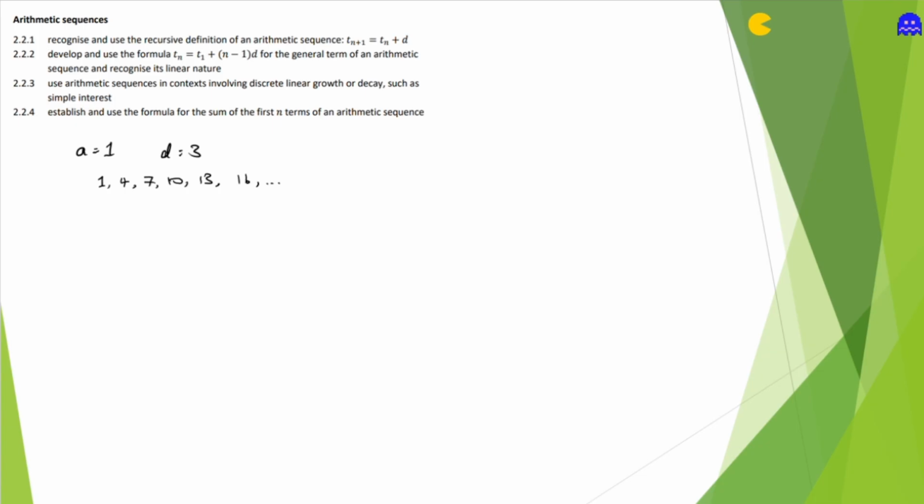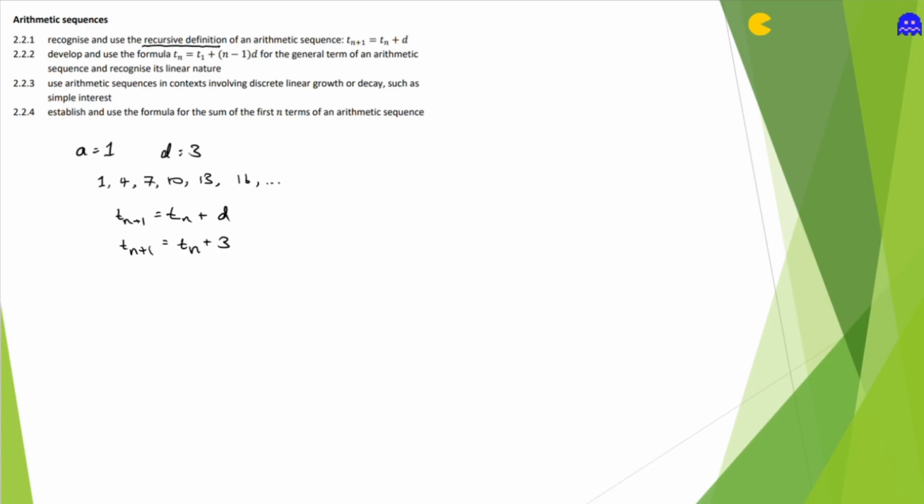We can define this arithmetic sequence in terms of a recursive rule. So that's the recursive definition of an arithmetic sequence. What we mean when we talk about a recursive rule is that we are defining a term in terms of the term that precedes it. So for example, 13 can be defined as 10 plus 3, 16 can be defined as 13 plus 3, 7 can be defined as 4 plus 3, and so on and so forth. That is, the t(n+1) term is equal to the t(n) term plus the difference d. And so in this case we have our t(n+1) term defined as tn plus 3.